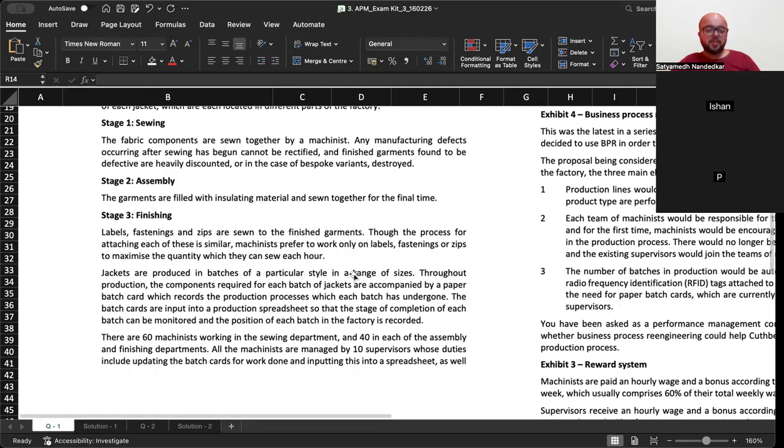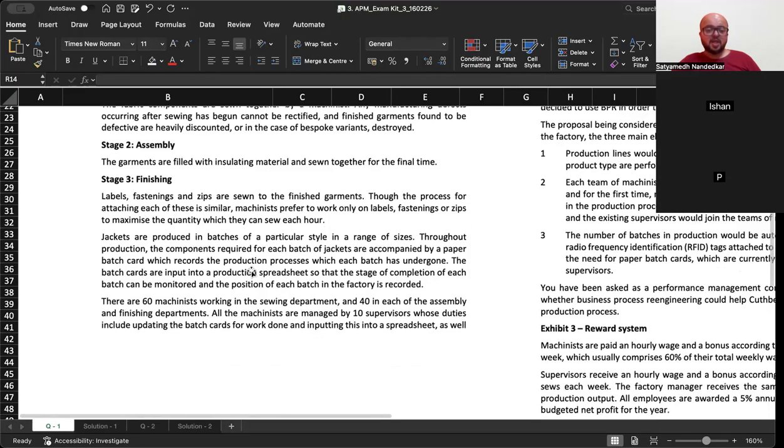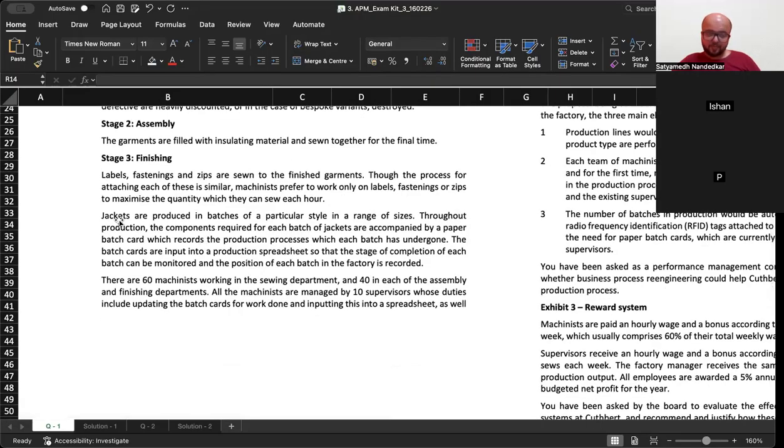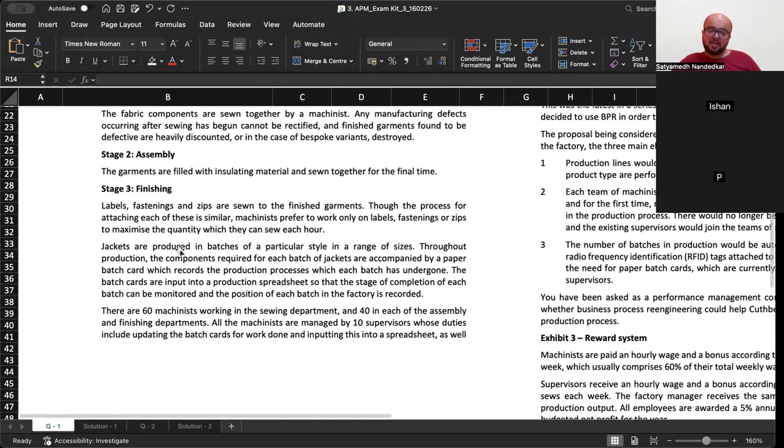Okay. The garments are filled with insulating material and sewn together for the final time, and labels, fastenings, and zips are sewn to the finished garments. Though the process for attaching each of these is similar, machinists prefer to work only on labels, fastenings, or zips to maximize the quantity which they can sew each hour. Okay. So these are the three steps.